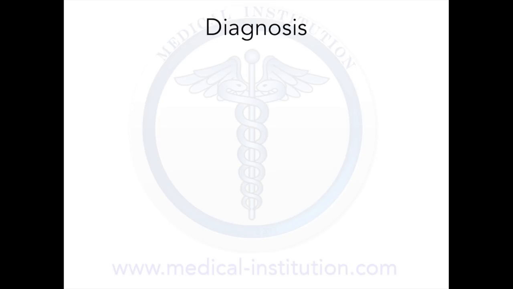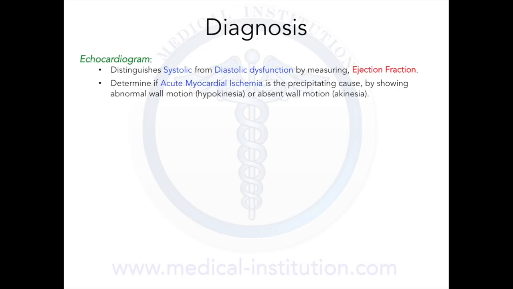In order to diagnose congestive heart failure, we can use an echocardiogram, which distinguishes systolic from diastolic dysfunction by measuring the ejection fraction. It can also determine if an acute myocardial ischemia is causing heart failure by showing abnormal wall motions, as well as identifying any valve diseases.